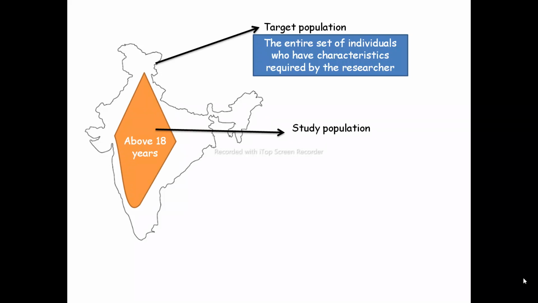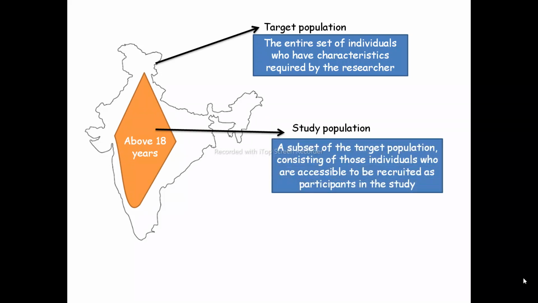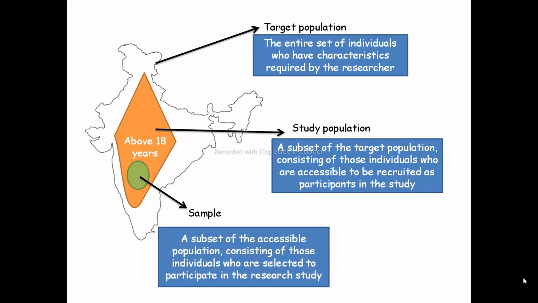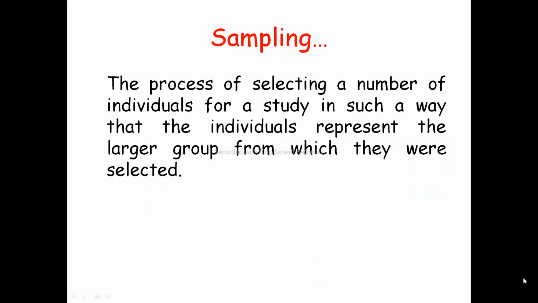So target population, and next is our study population, which is a subset of the target population consisting of those individuals who are accessible to be recruited as participants in the study. And next will be our sample, which we will select among the study population, right? So sample means it is a subset of the accessible population consisting of those individuals who are selected to participate in the research study.